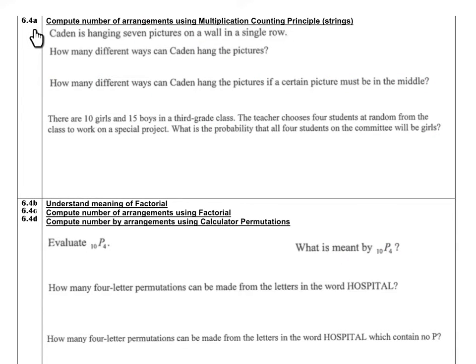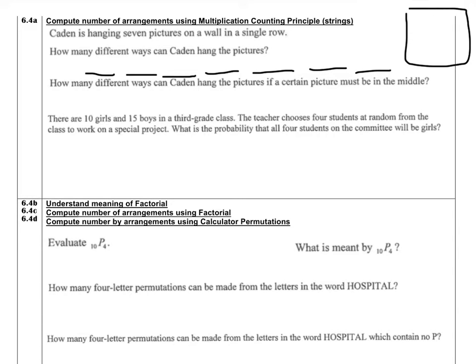In 6.4a, we're going to compute the number of arrangements using the multiplication counting principle. For the first scenario, Caden is hanging 7 pictures on a wall in a single row. How many different ways can Caden hang the pictures? So if you think of it this way, he's going to hang 1, 2, 3, 4, 5, 6, 7 pictures, and you can imagine all the pictures are sitting here on a table.